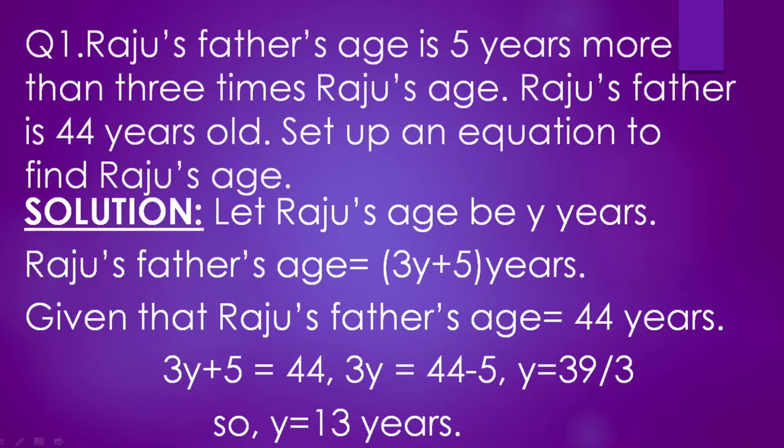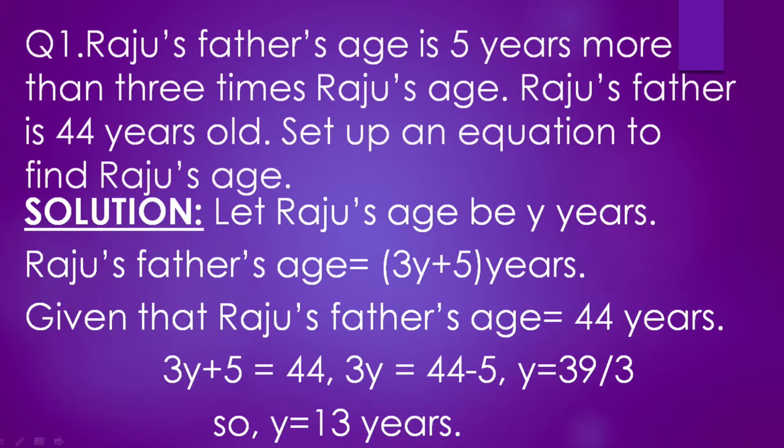See, if you try to understand the steps, it is very easy. We have to find out Raju's age, right? So let's begin with Raju's age. Let me take Raju's age as y years. So Raju's father's age will be how much? The hint is given to us. He says 5 years more than 3 times Raju's age. So Raju's age I had taken as y, so I take it as 3y plus 5, because his father is 5 years more than 3 times Raju's age. So is it 3y plus 5? You understand this? That's nice.